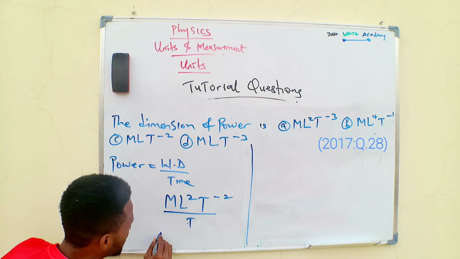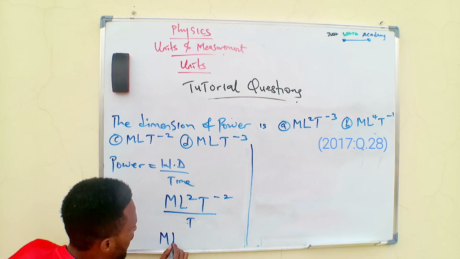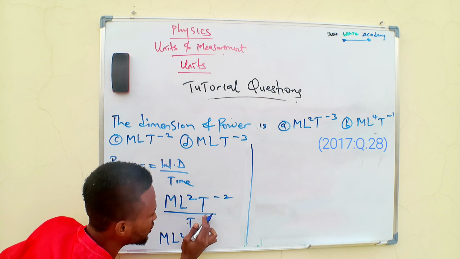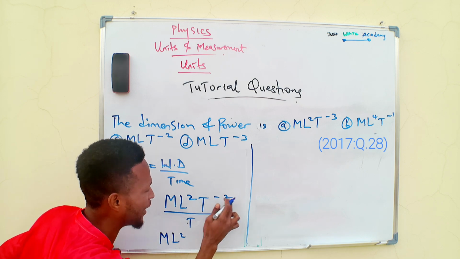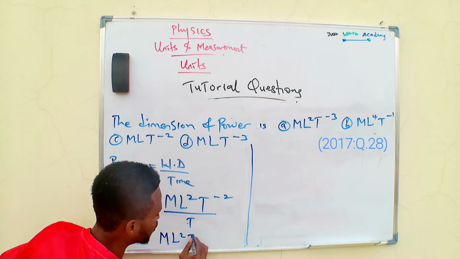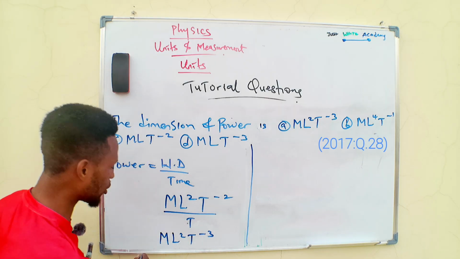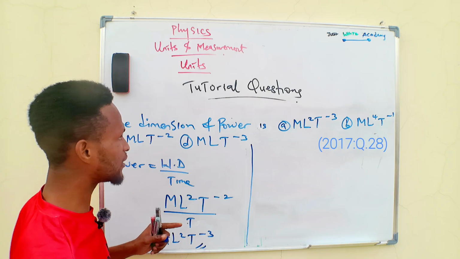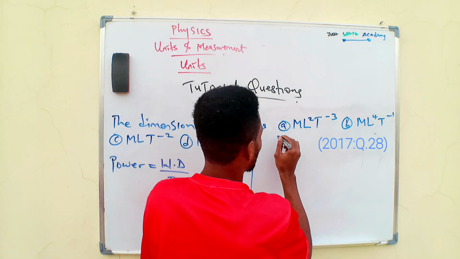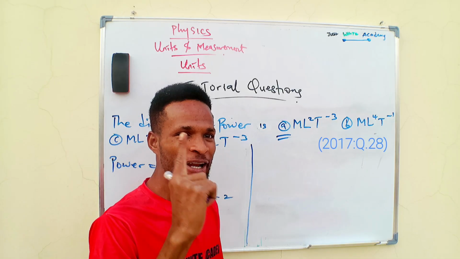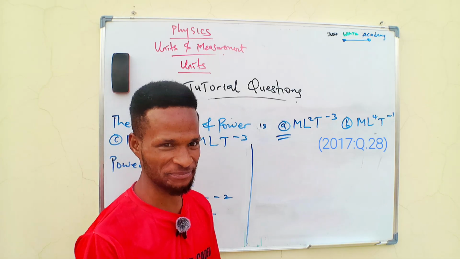So by indices, M, the next thing is L squared. There are two T's here. So minus 2, dividing in indices is minus. So minus 2 minus 1 is equivalent to minus 3. So our answer is ML squared T minus 3. Wow, our answer is A. Let's take one more question.